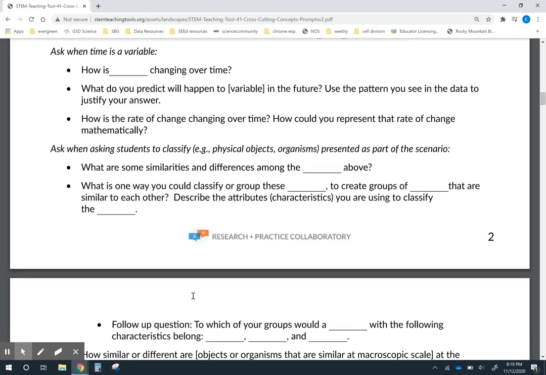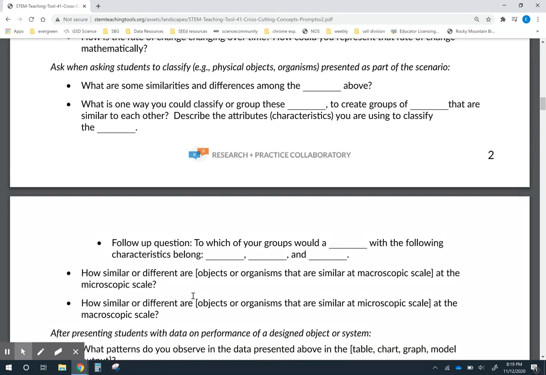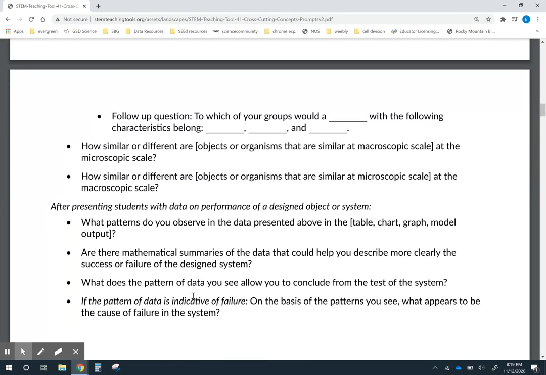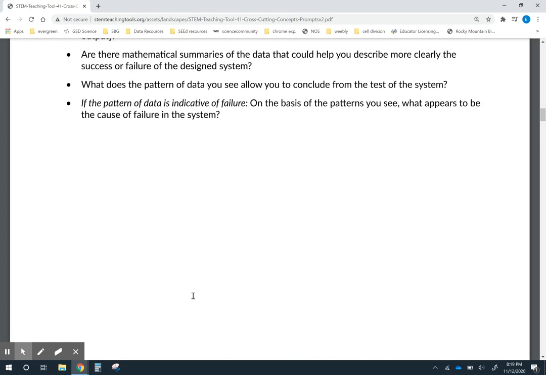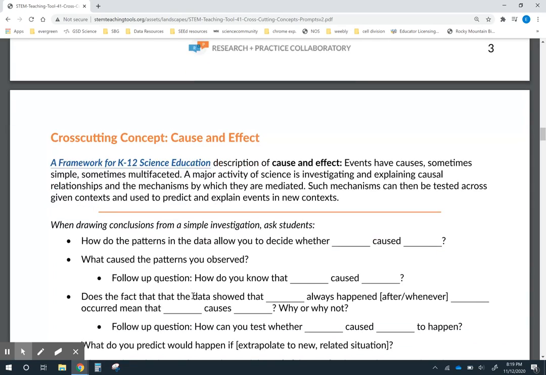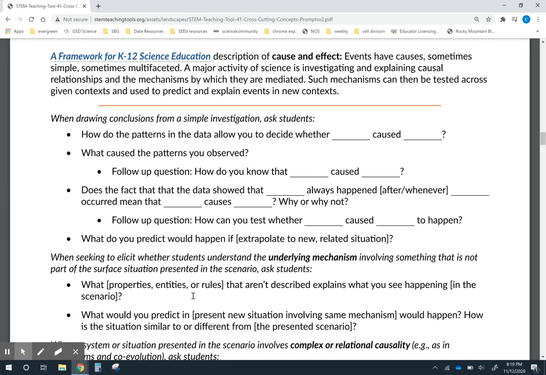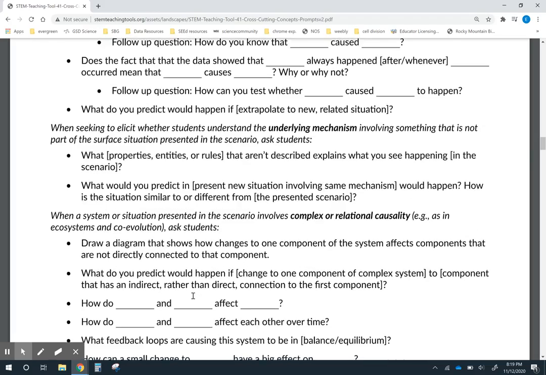They are also really great for formative assessments or classroom activities during instruction. So you could pull them for a writing prompt, for exit tickets, for discussion questions, for small group discussions. So there are a lot of different ways you could use them in your classroom. And they are also a really good tool for learning a little more about the cross-cutting concepts yourself.